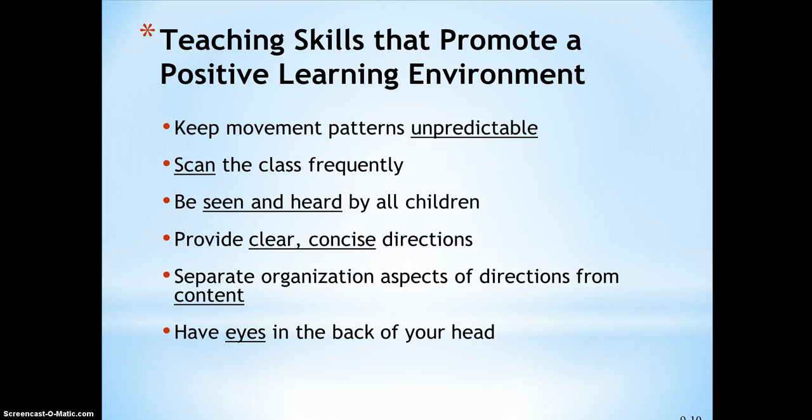Make sure you're clear. Make sure you're concise. Elementary kids need us to be specific with our directions. Don't ever assume that they understand what you're saying. And then separate organization aspects of directions from content. In other words, don't mix them together. Again, that goes back to being clear with what it is you want them to do. And then have eyes in the back of your head. I know this sounds funny, but as teachers, we want to have an awareness of everything that's going on around us. If you can accomplish these things, then you're going to have that positive learning environment that we so desire. You're going to help maintain the appropriate behavior that you desire as well.